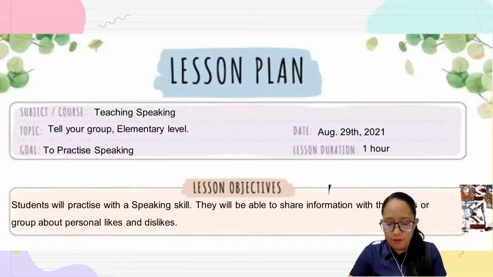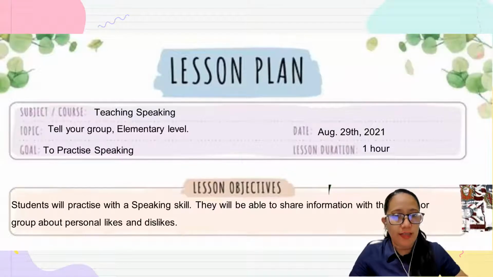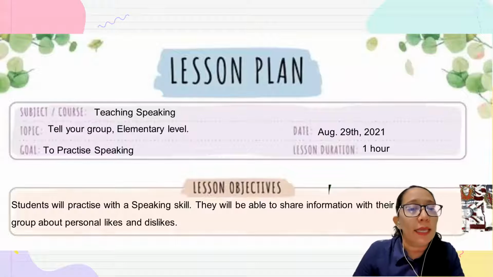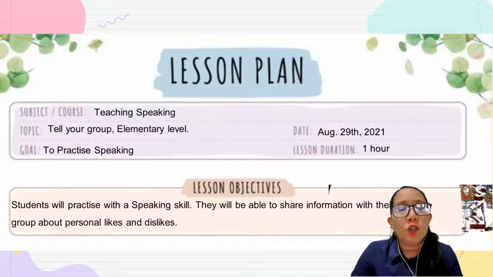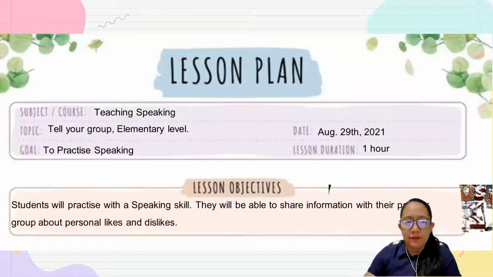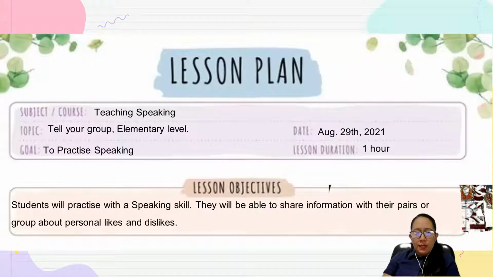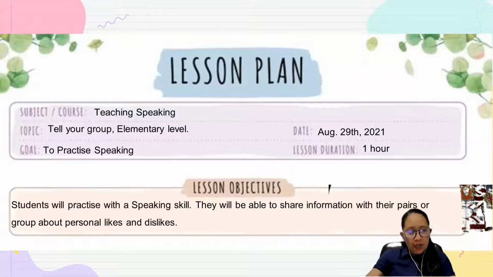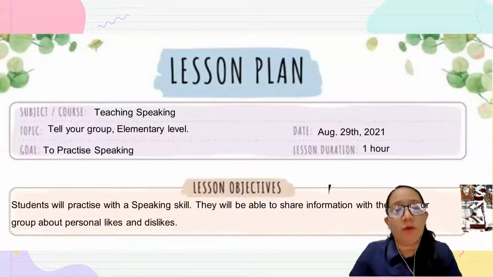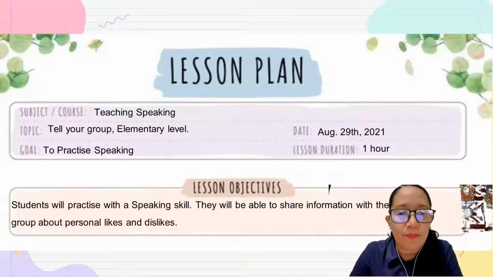My lesson plan for this week, for this assignment in teaching speaking is the one named Tell Your Group. And this is for elementary level to practice speaking. The objective of this activity is that the students will practice the speaking skill. They will be able to share information with their peers and the group about personal likes and dislikes.